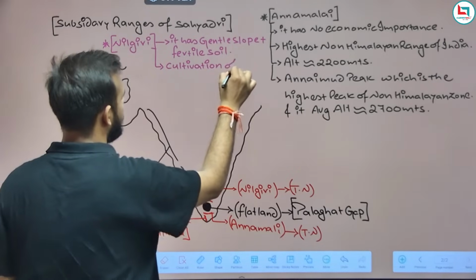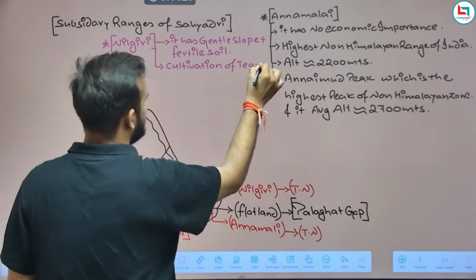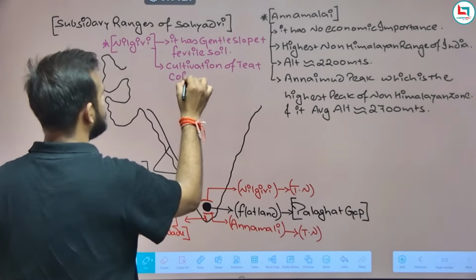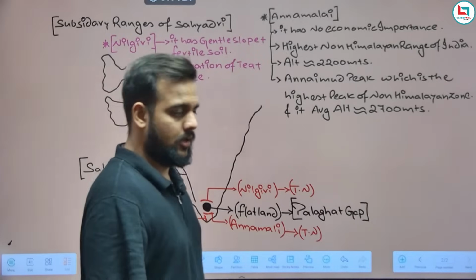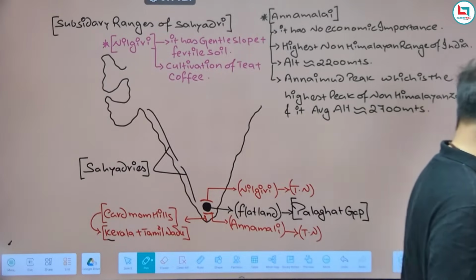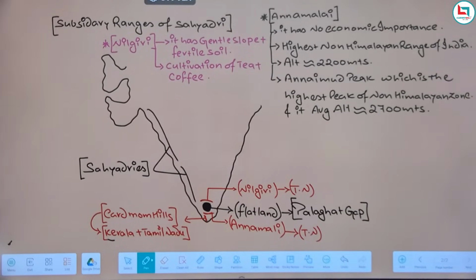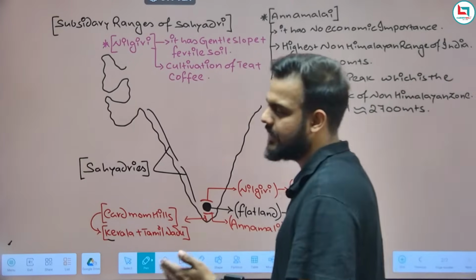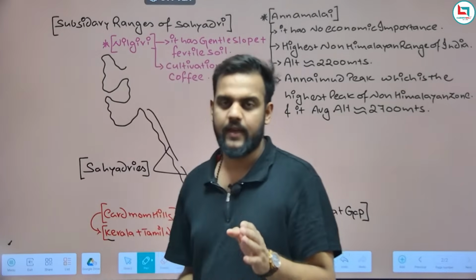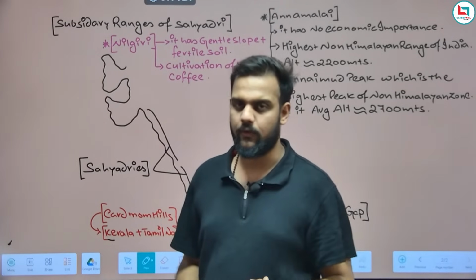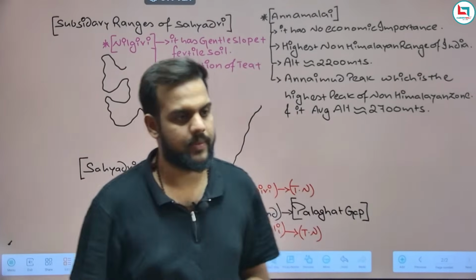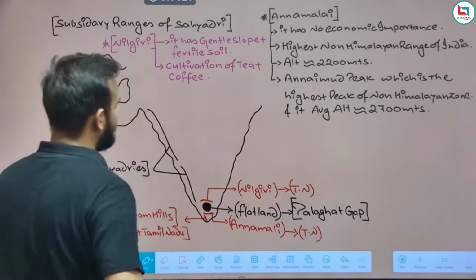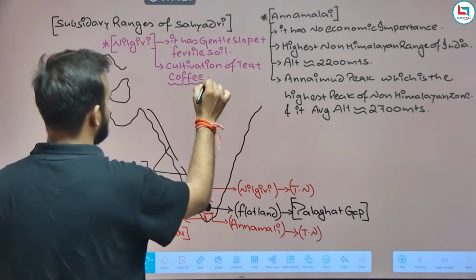Cultivation of tea and coffee is being done. When we talk about the variety of coffee, like in yesterday's class, we had talked about the variety of tea like Darjeeling tea and Assam tea. Like that only, we have two different varieties of coffee: Cafe Arabica and Cafe Robusta.